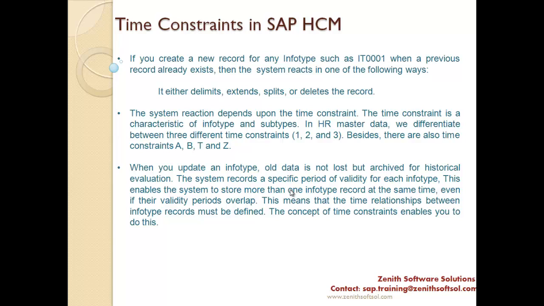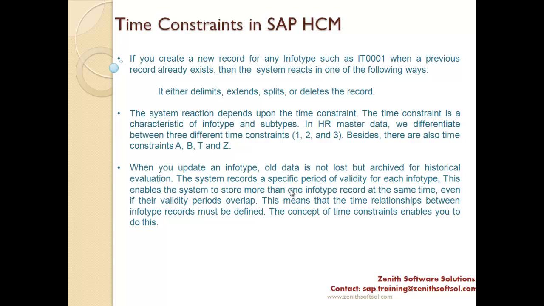So in HR there is a concept of time constant. What are the system reactions? Like if the system is delimiting the previous record, this reaction is dependent upon the time constant. Whatever time constant you attach to an infotype, the system reaction will come accordingly. So the time constant is a characteristic of infotype and subtype. In HR master data, we differentiate between three different time constants. What are those? Time constant 1, 2 and 3. Besides, there are also time management related time constants which are A, B, T and Z. So let's understand the concept of HR master data time constants.